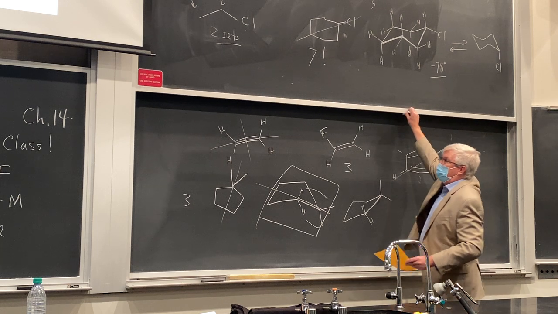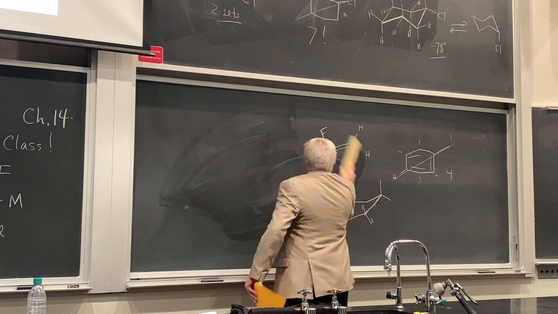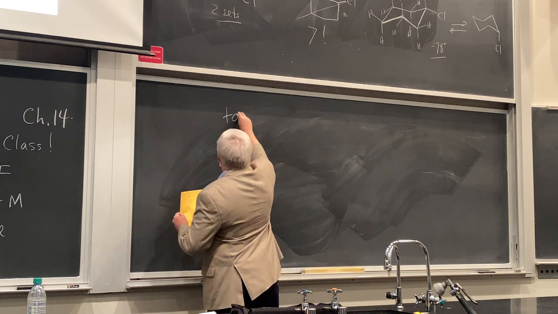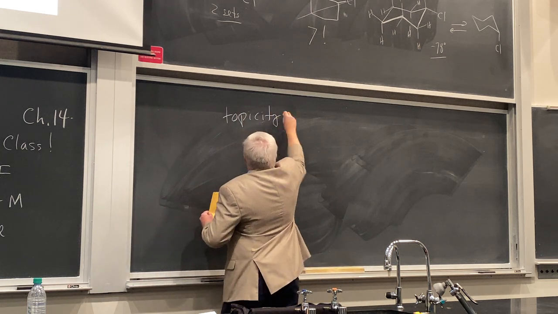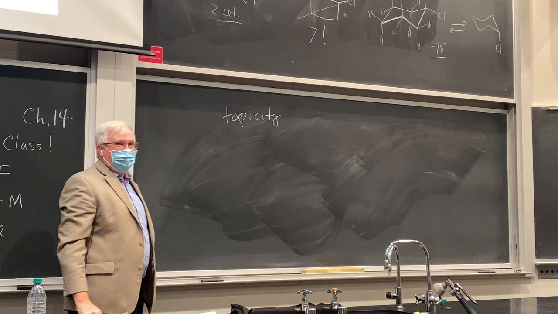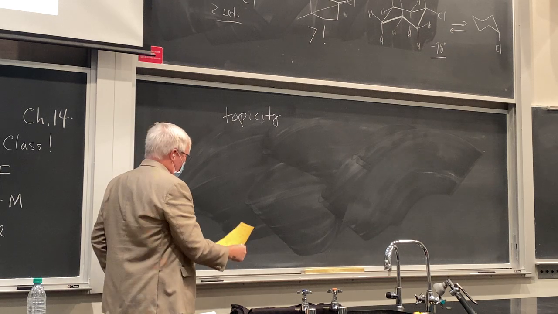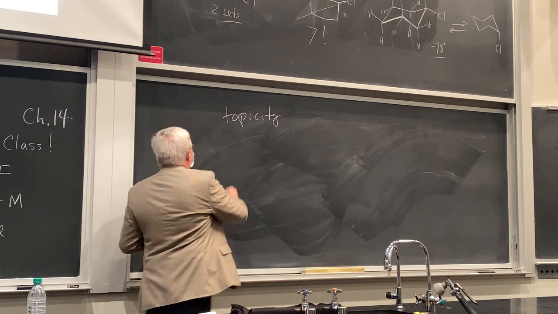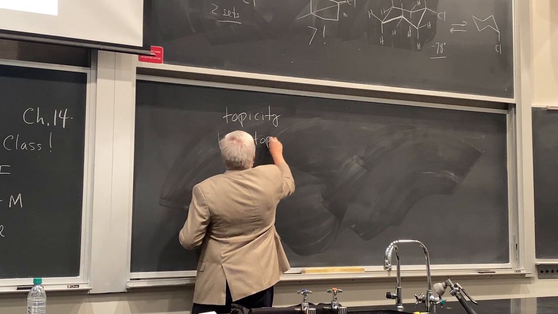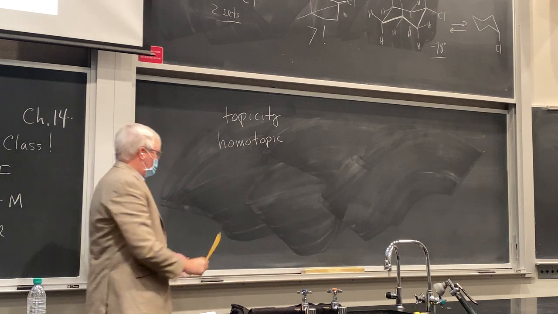Let's look at a little more detail of these sets. I'm going to use a couple terms here that might be a little tricky at first. Let's talk about topicity. Topology in math. We're talking about in 3-dimensional space, how things are arrayed, right? We're already looking at that. These hydrogens in molecules are in 3D space, right? So we can talk about this idea of topicity. So homotopic, what does that mean? That means we'll have hydrogens that are the same under all conditions, okay?